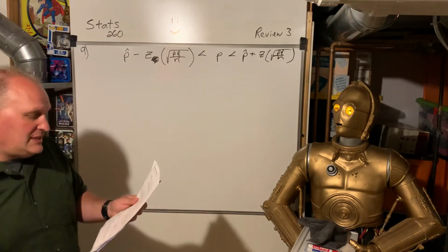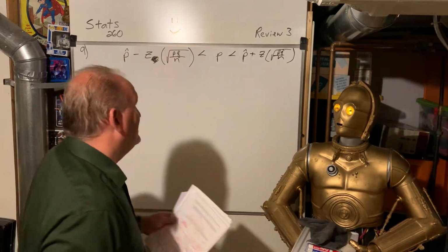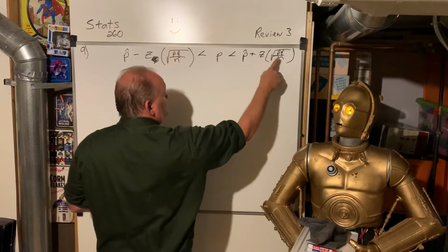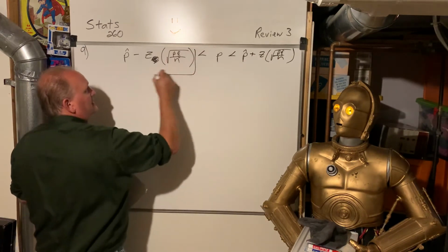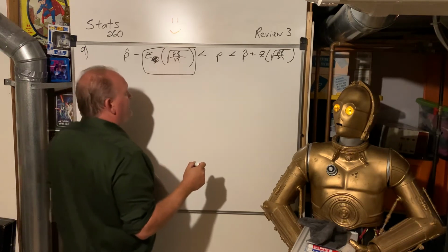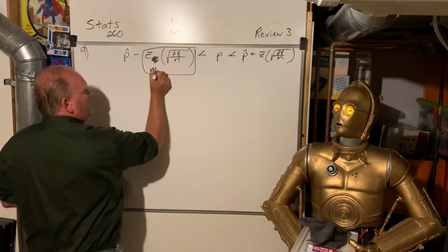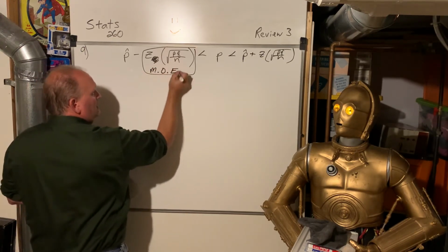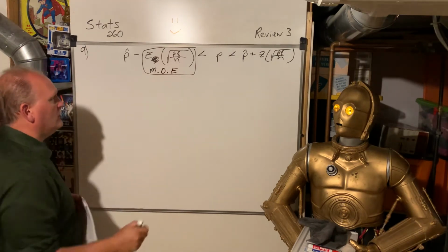Okay, so this part of it is called the margin of error. This piece, z times the square root of p hat q hat over n, that's called the margin of error. Okay, margin of error.